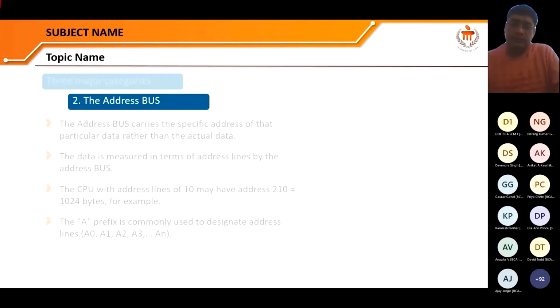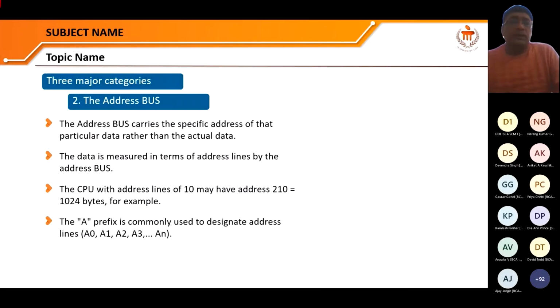The next one is address buses. What is the role of address buses? Address buses carry the specific address of that particular data rather than the actual data. It means address buses take the information to a particular address. It does not mean they can put the data in any place of the memory.